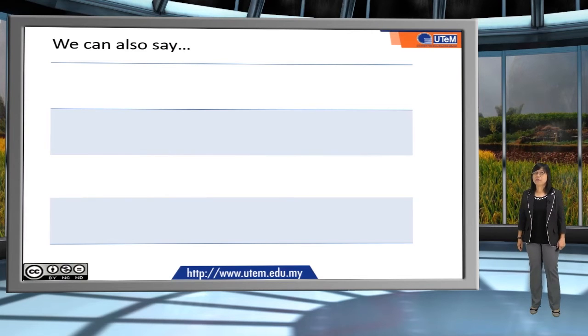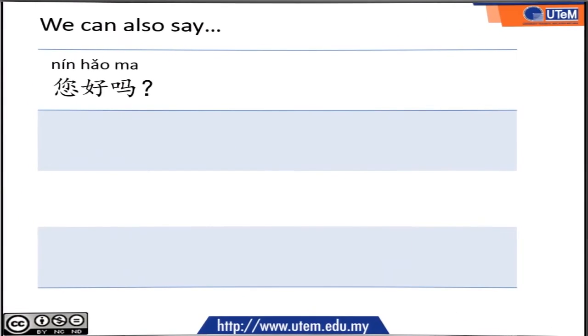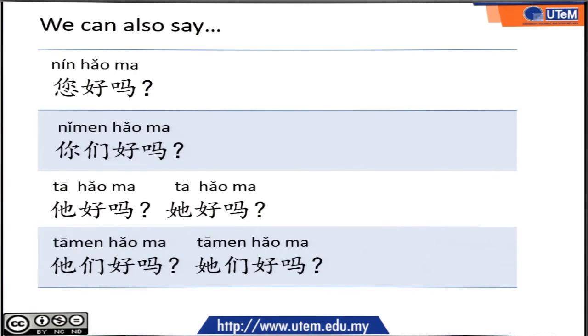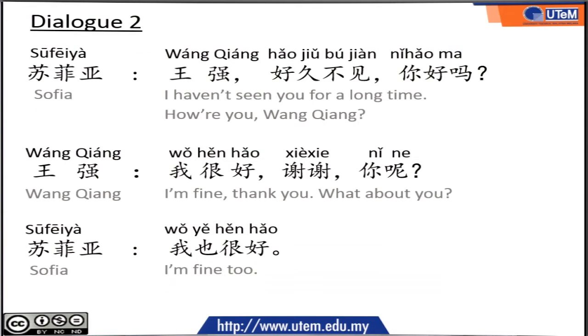你 can be replaced with other pronouns like 您好吗? It is a formal and respectful form of how are you? 你们好吗? How are you everyone? 他好吗? Or 她好吗? How is he? Or how is she? 他们好吗? Or 她们好吗? Which means how are they?